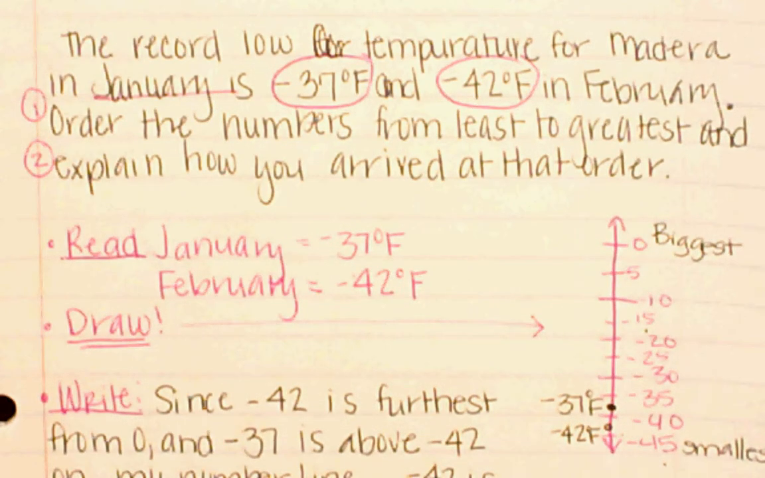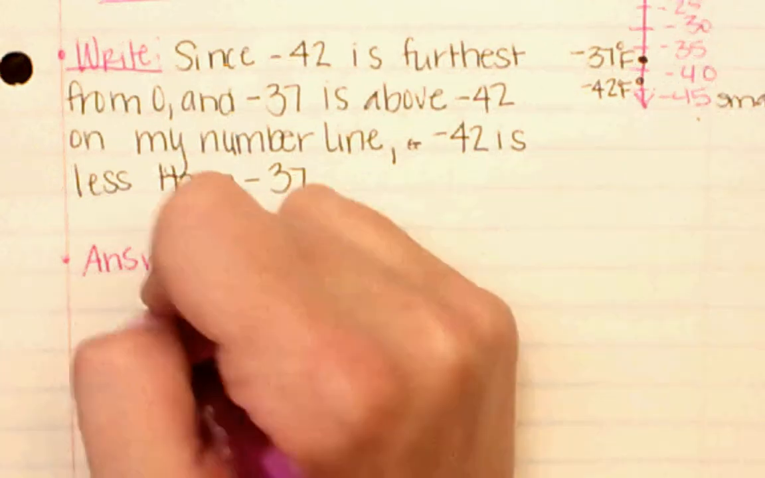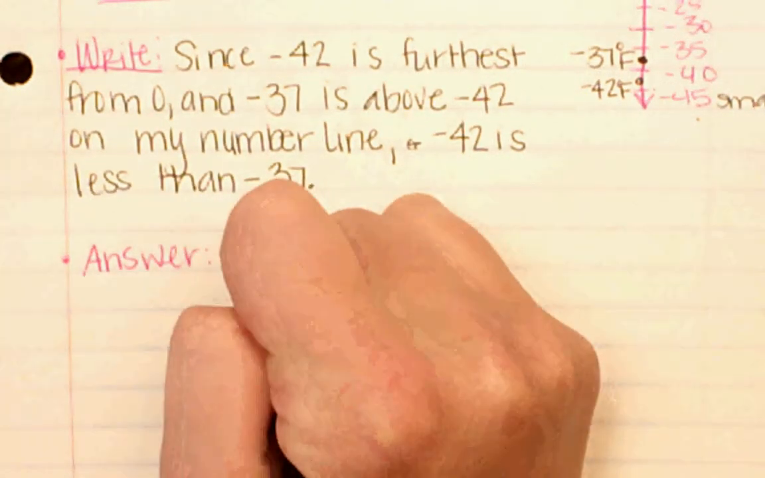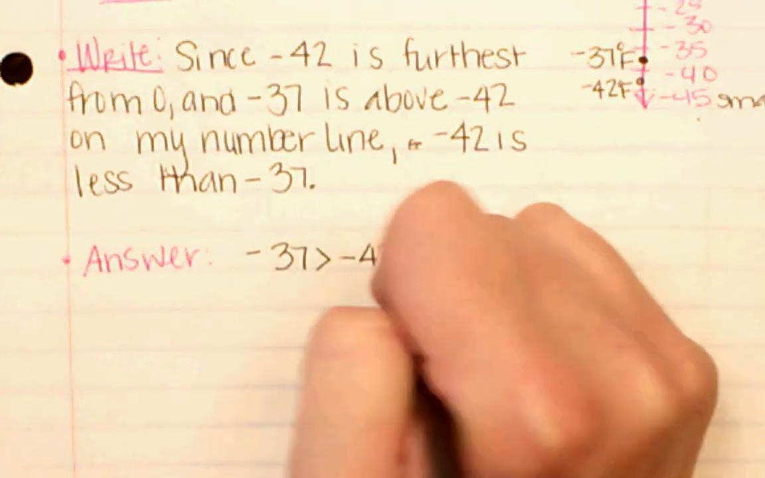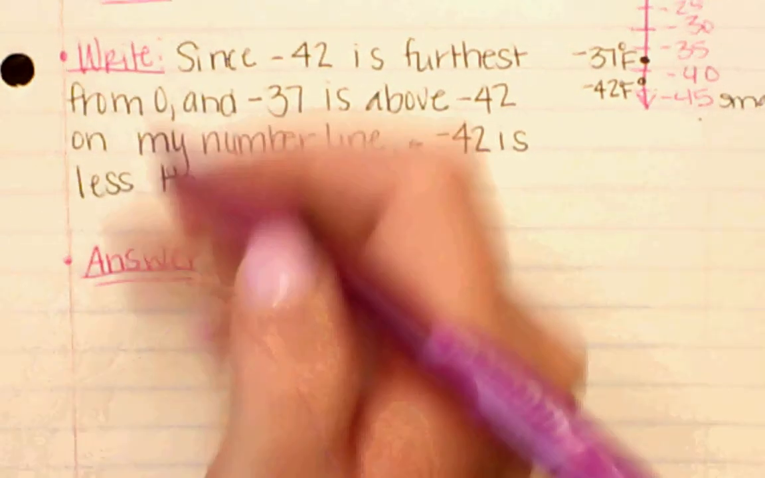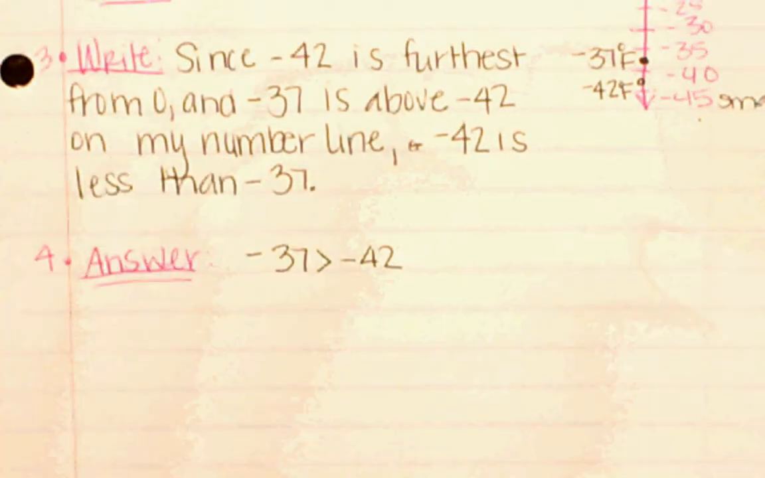So the way you write your answer then, this is the last step. Oops, you can't see it. I'm so sorry. Your answer then would be negative 37 is greater than negative 42. Okay, so these are the 1, 2, 3, 4 steps to answer the entire problem.